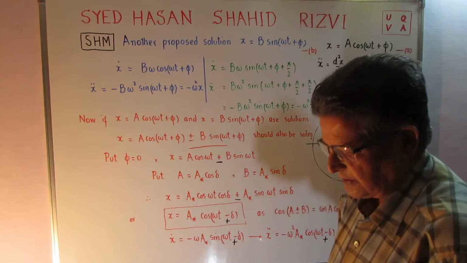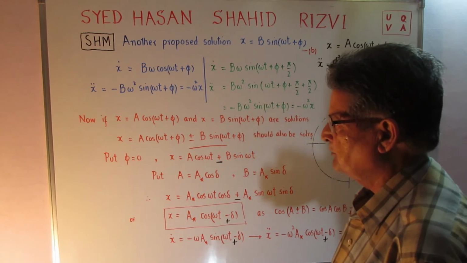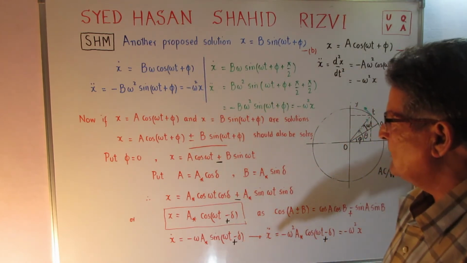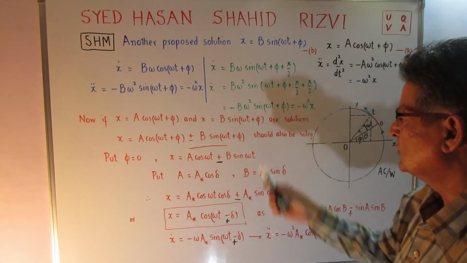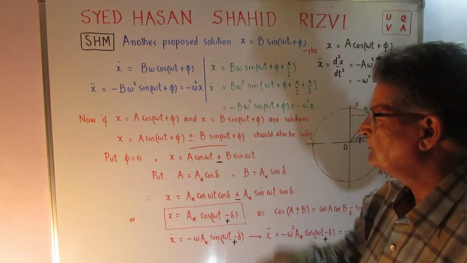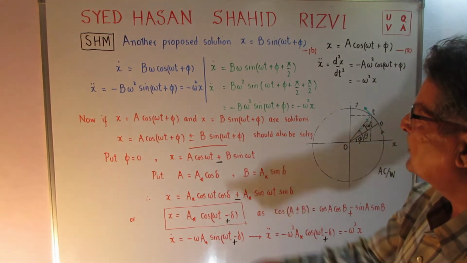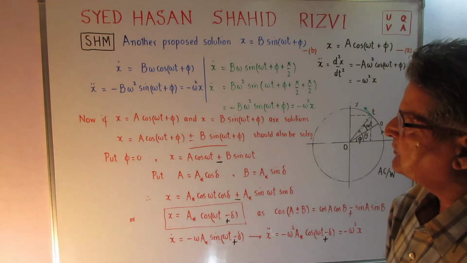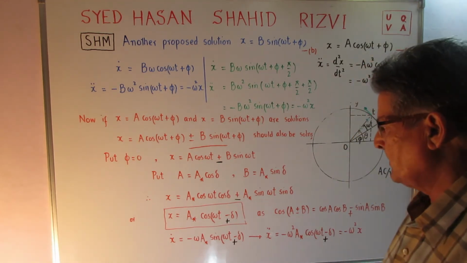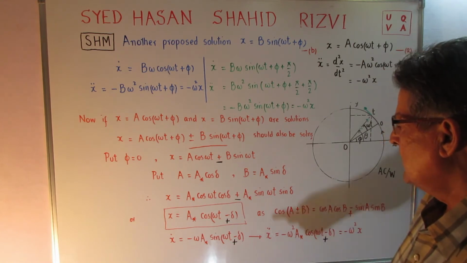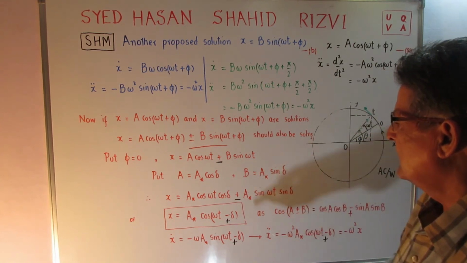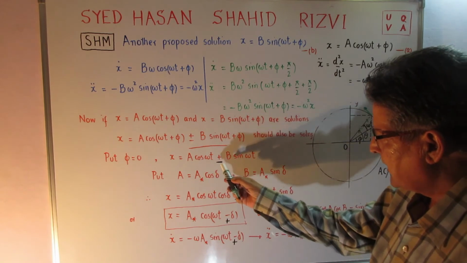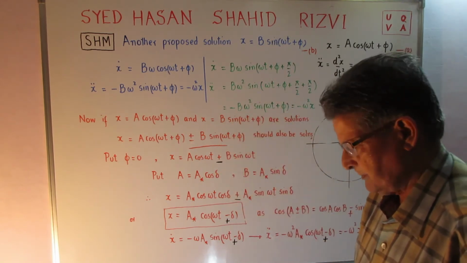Now, for mathematical consistency, it is said that if there are two solutions separately, then their sum and difference should also be a solution. Let's check. Now, let's put overall phi equal to 0. When phi is equal to 0, the first solution is a cos of omega t, and the other solution is b sine of omega t, plus and minus. First, let us take plus.